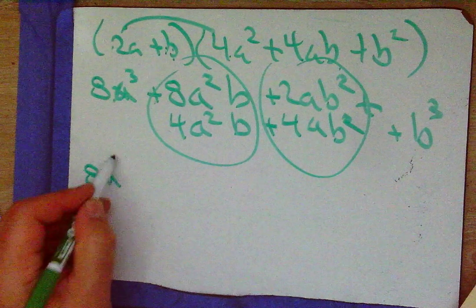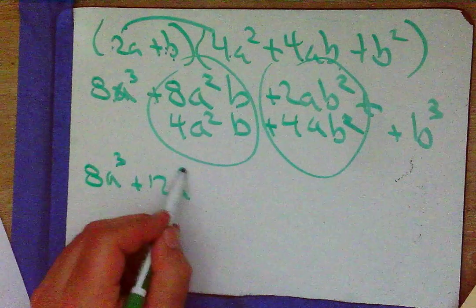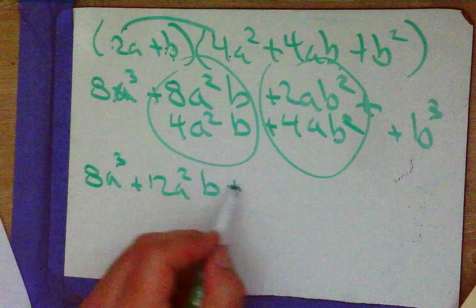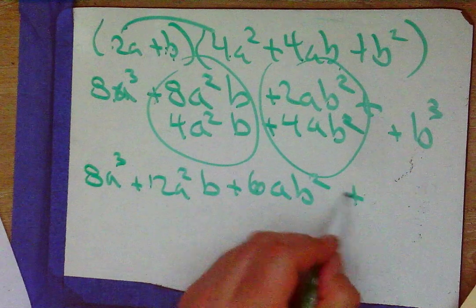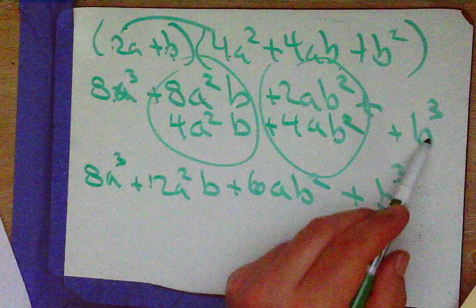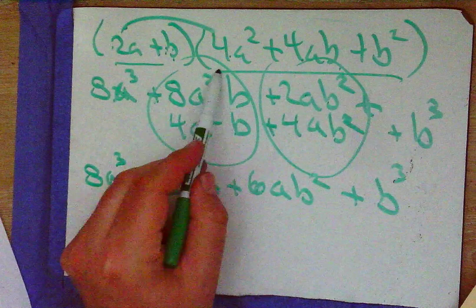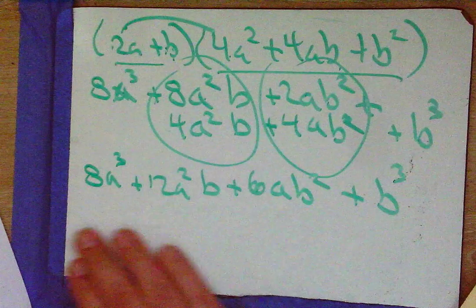So, combining like terms, there are some like terms. I will have that 8a to the third, but I'll also have 12a squared b, and I'll have 6ab squared, as well as the b to the third. So I had 1, 2, 3, 4, 5, 6 terms, because 2 times 3 is 6, and then I was able to condense it down to 4.